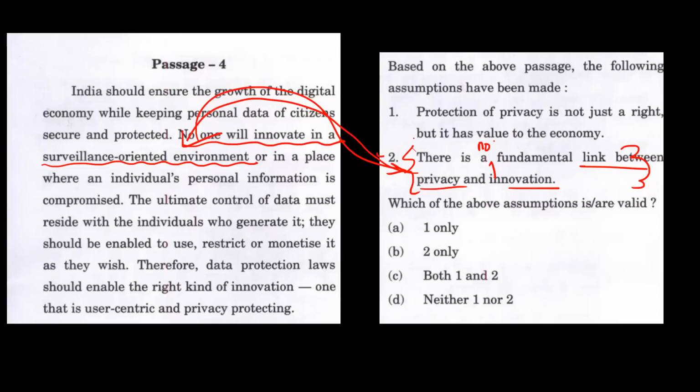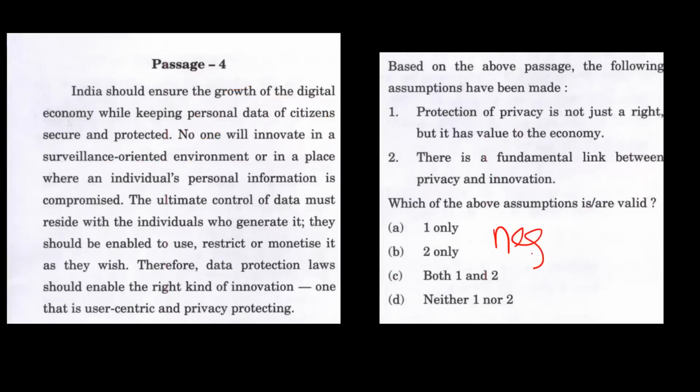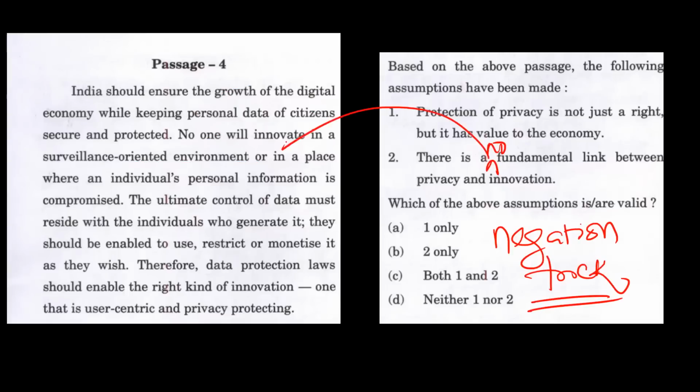Therefore, this is an assumption. Is this clear, guys? Do you understand this trick? This trick is called the negation trick. Just write no and check from the passage.